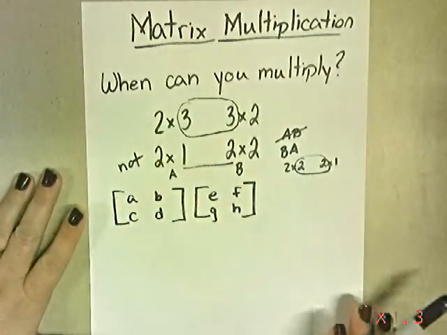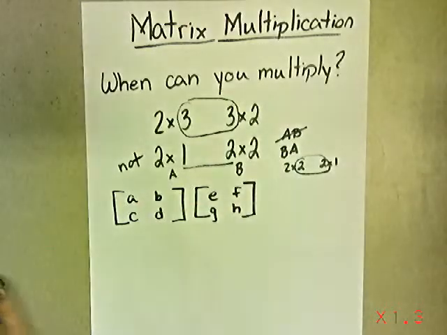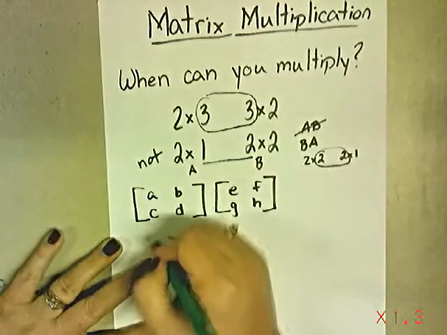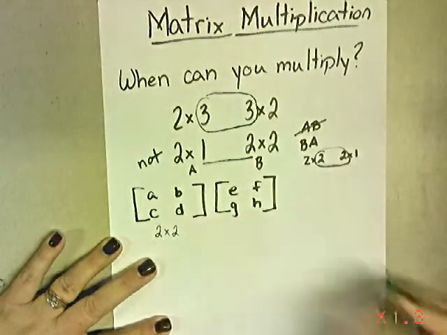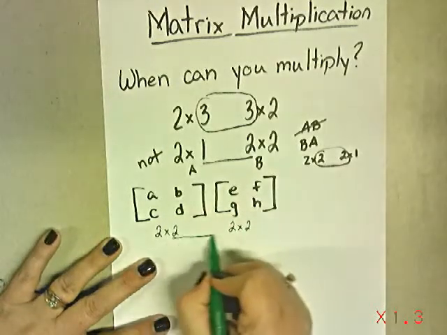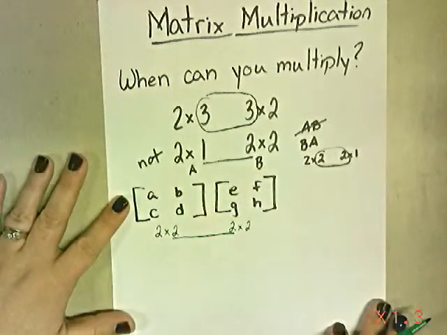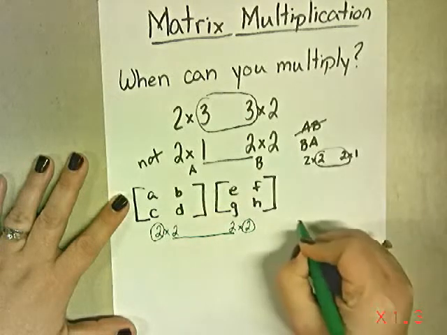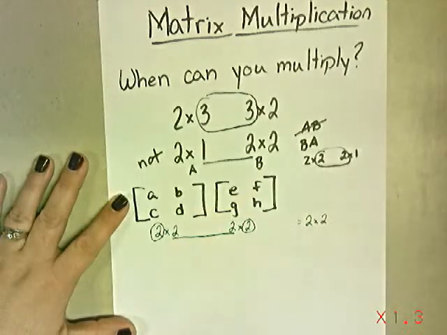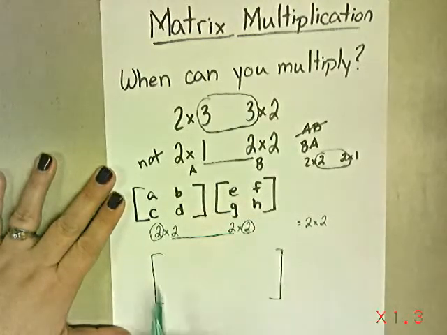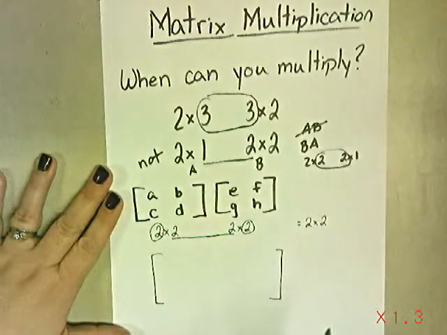Okay, this is going to look really confusing at first, so just bear with me and we'll get through this. So first of all, this is a 2 by 2 matrix and this is a 2 by 2 matrix. So we are going to be able to multiply those together because these two numbers are the same. And we know that we're going to end up with a 2 by 2 matrix when we're finished. That means that we're going to end up with something that has 4 elements in it. One here, one here, one here, and one here. And this is how you're going to do that.